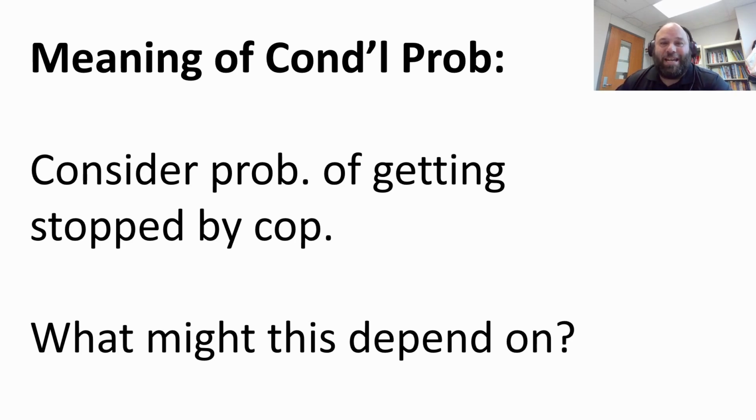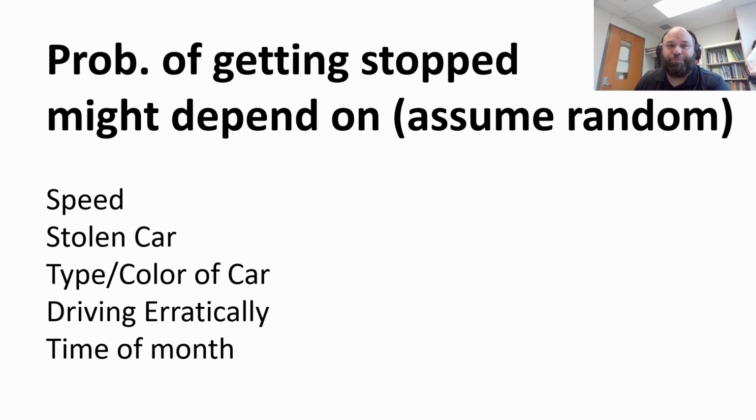So let's think about an example. Suppose we want to consider the probability of getting stopped by a cop while somebody's driving. What might that probability depend on? Well, there's a whole lot of things that it might depend on. And we assume these are random. We're looking at a random driver.